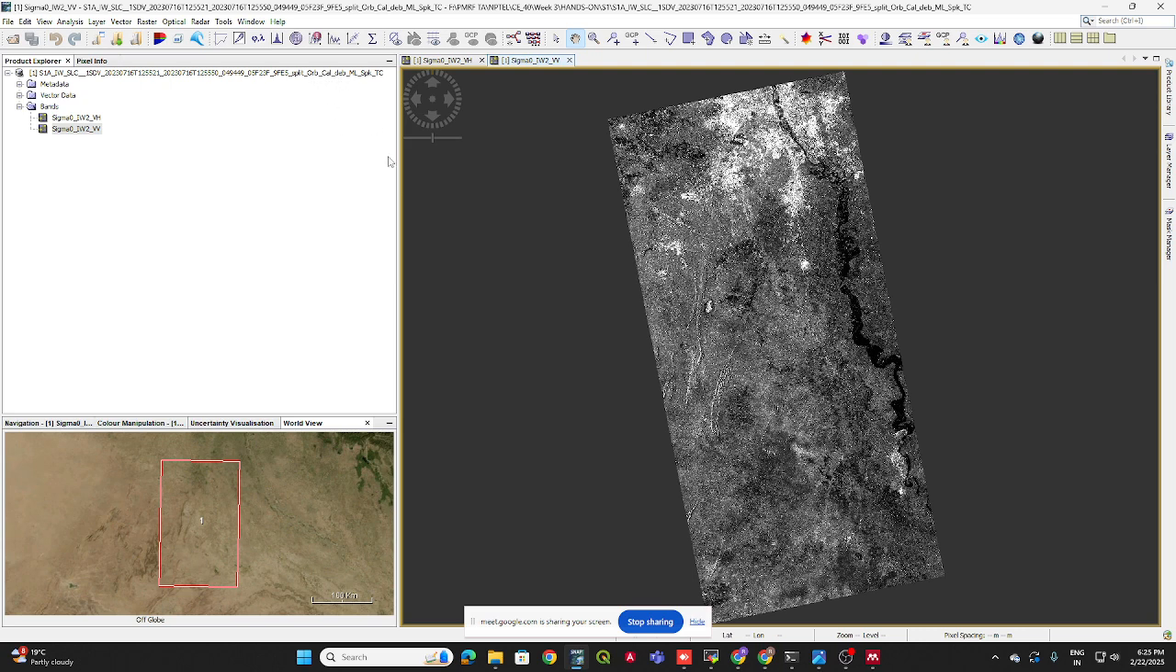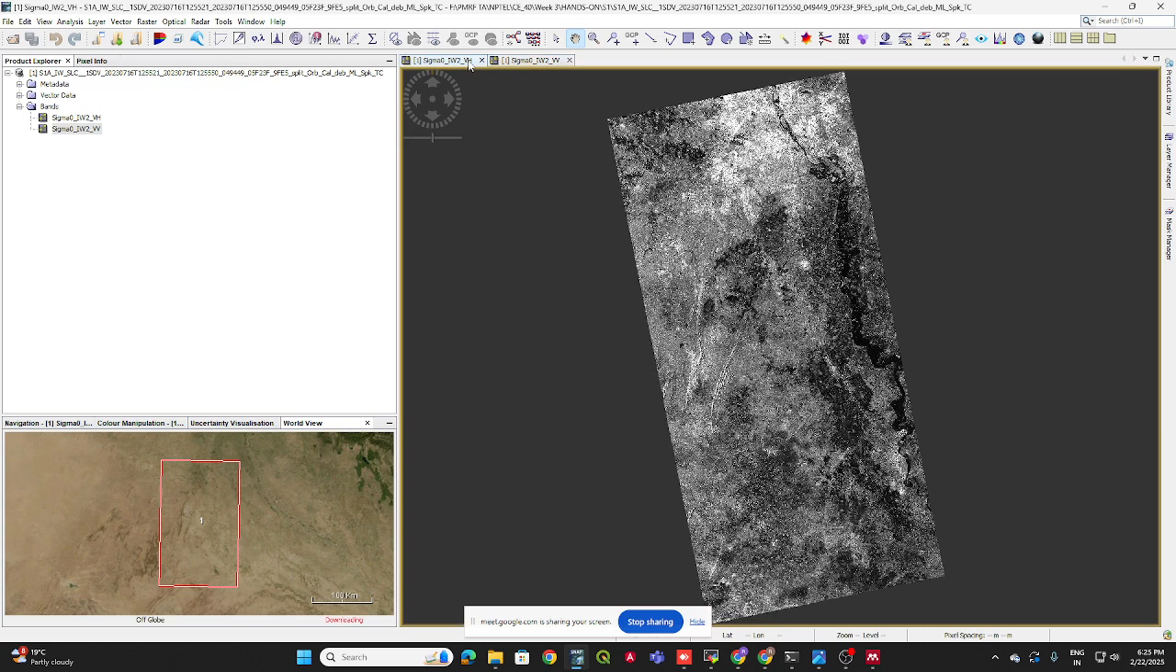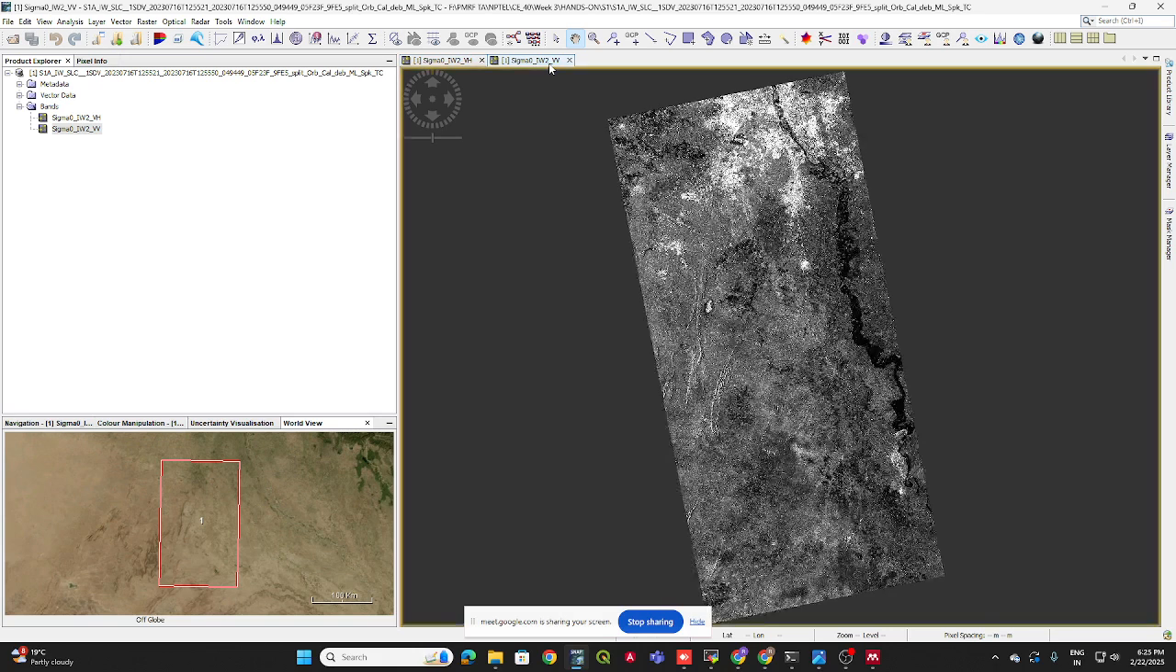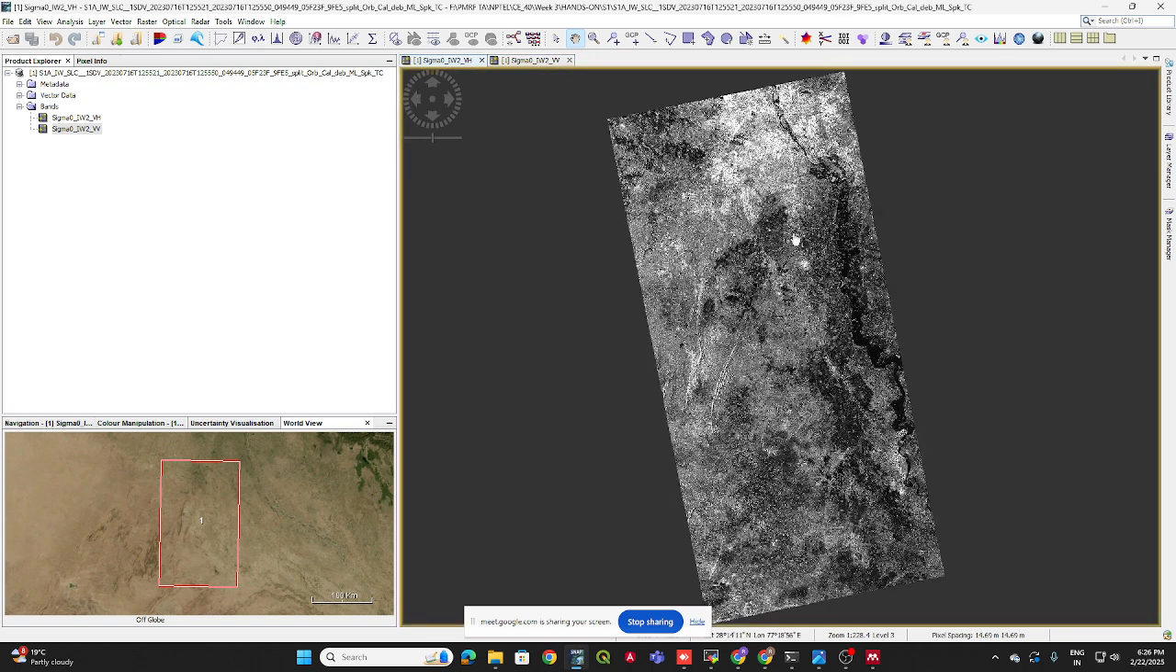A few extra steps are there for Sentinel-1 because of how this data comes, how we get the signals, that is different. This is the VH band. Now we know this is the cross-polarized band, VV. This is the co-polarized band. Here the flood happened, and here we can see the difference.